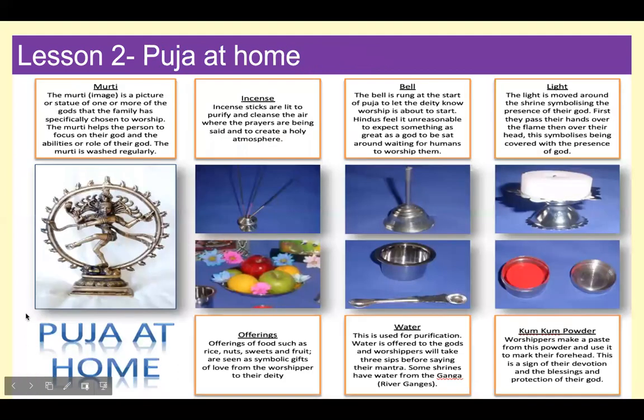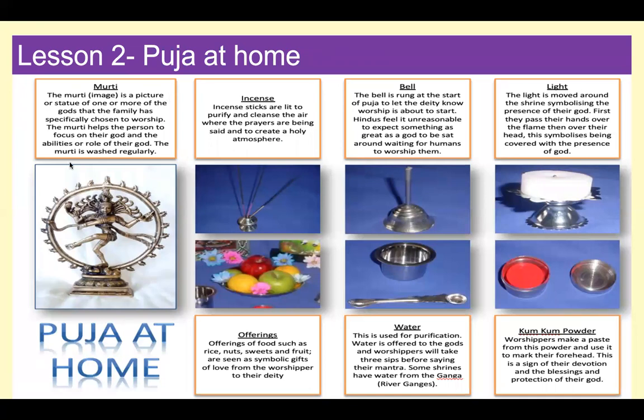Okay, so when we recap what happens at home, we have got our murti, which is the image or the statue of one or more gods that the family has specifically chosen to worship. The murti helps the person to focus on their god and the abilities or the role of their god. The murti is washed regularly.